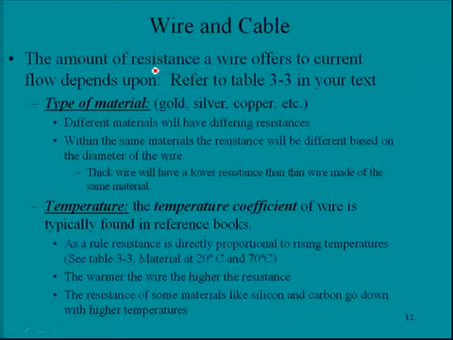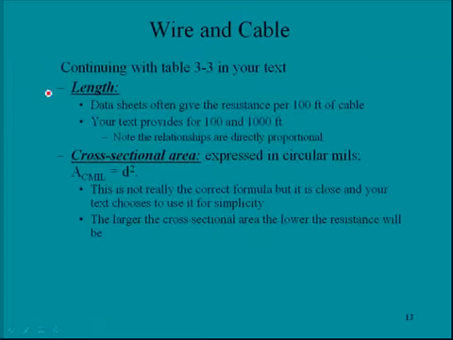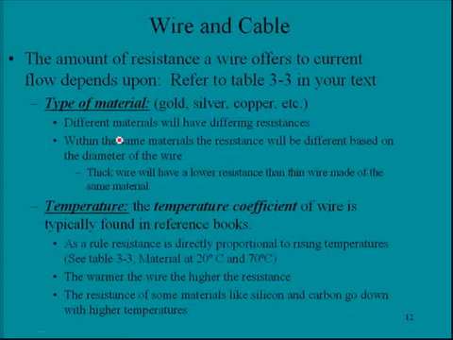The amount of resistance a wire offers to current flow depends upon, and there is a table in your text, 3-3, that addresses this particular subject. And we're going to be looking at 4 items that will impact resistance to current flow, and we will look at type of material, temperature, length, and cross-sectional area. First of all, let's look at type of material.